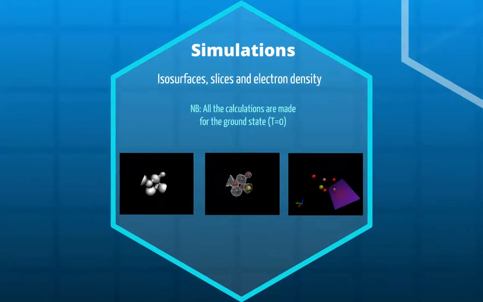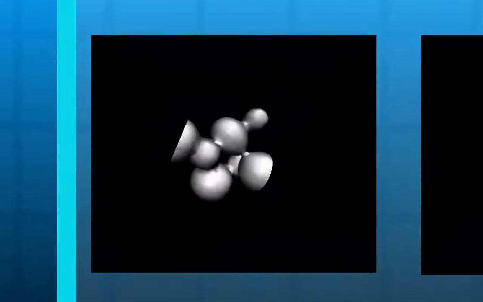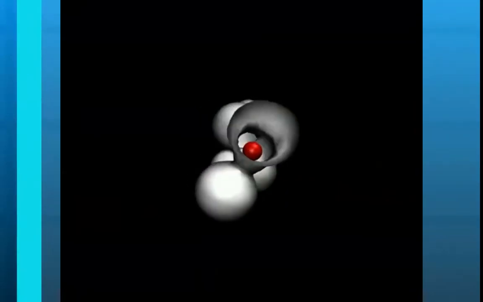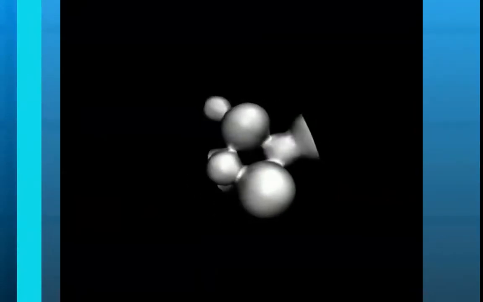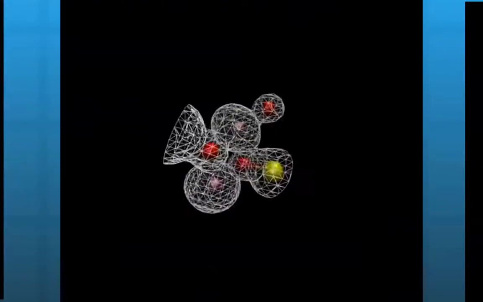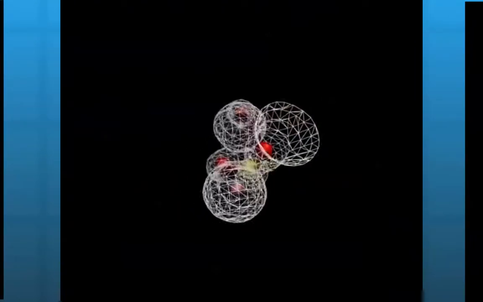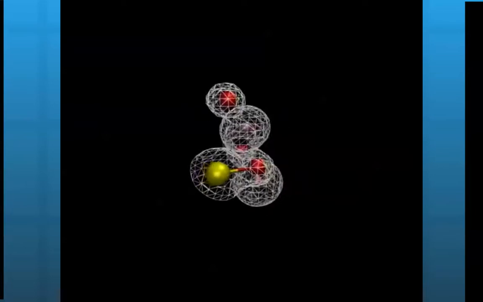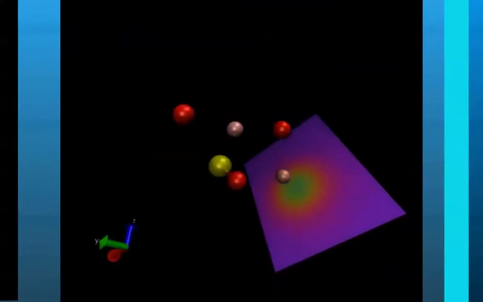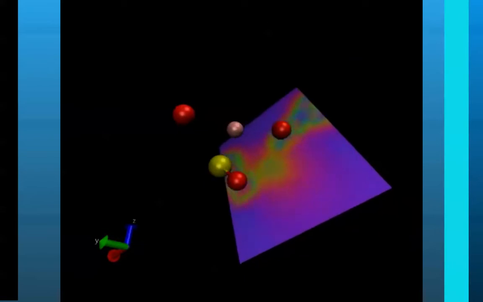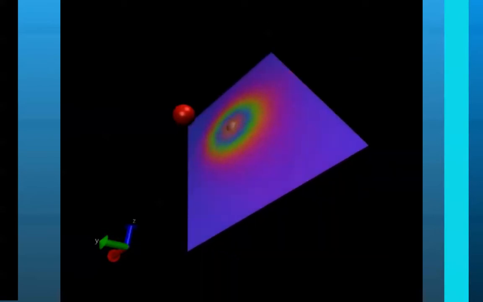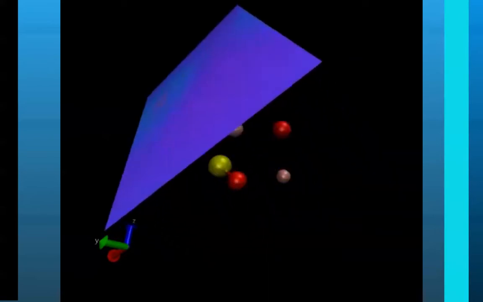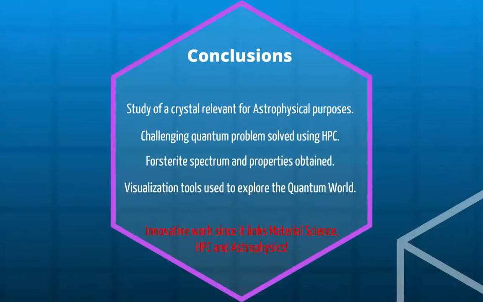Finally, I would like to show you my simulations and my results. Here you have the isosurface for the forsterite molecule. So we fixed a value for the electron density, and then we have this surface. Here you can see the molecule inside. And finally you can also see the system through a slice, and we can see the variations of the electron density over space.